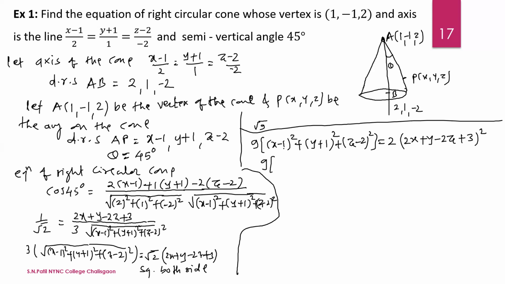9 into, this is (a - b) square, is a square minus twice ab plus b square, that is (x square - 2x + 1), (y square + 2y + 1), and here last (z square - 4z + 4), bracket complete. Now here is equal to, here (a + b + c + d) square. Here I'm writing the simplified form.